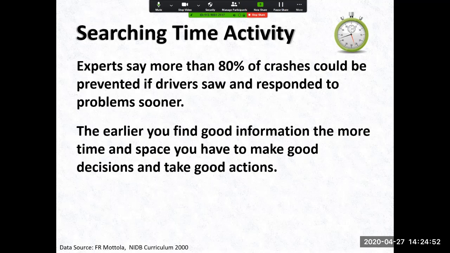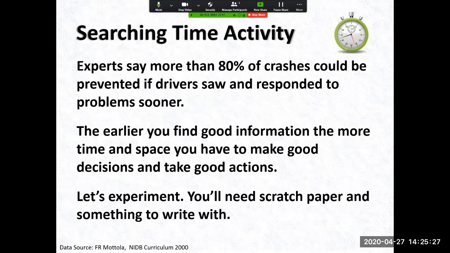So the earlier you find good information about time and space, the more time you have to make good decisions and take actions. That's why we'll have you search at least 2 blocks, about 30 seconds. Okay, 15 seconds minimum ahead, right? You want to know what's happening well in advance. If you're only looking 4 seconds in front of you, sometimes it takes you 4 seconds to stop. And if you see something late, you might not be able to stop in time, right? And if you see it early and it's accurate, then we can make good decisions.